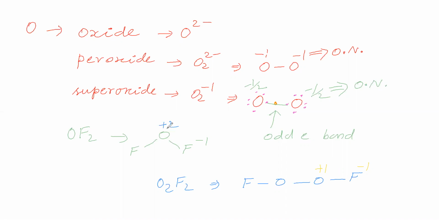Oxygen can show plus 2 in OF2. Oxygen can show minus 1 by 2 in superoxide. Oxygen can show minus 1 oxidation number in peroxide. Oxygen can show minus 2 in oxide. So, these are the possible oxidation numbers of oxygen that we have seen.